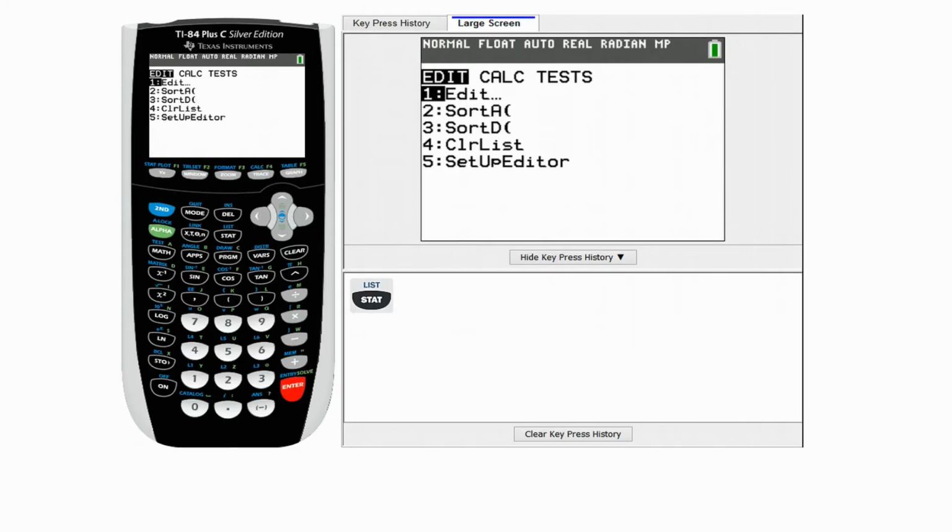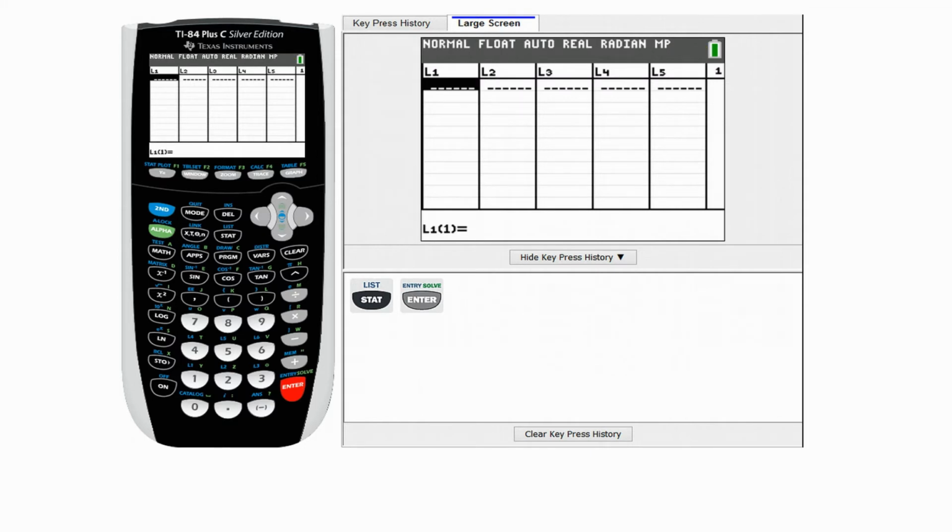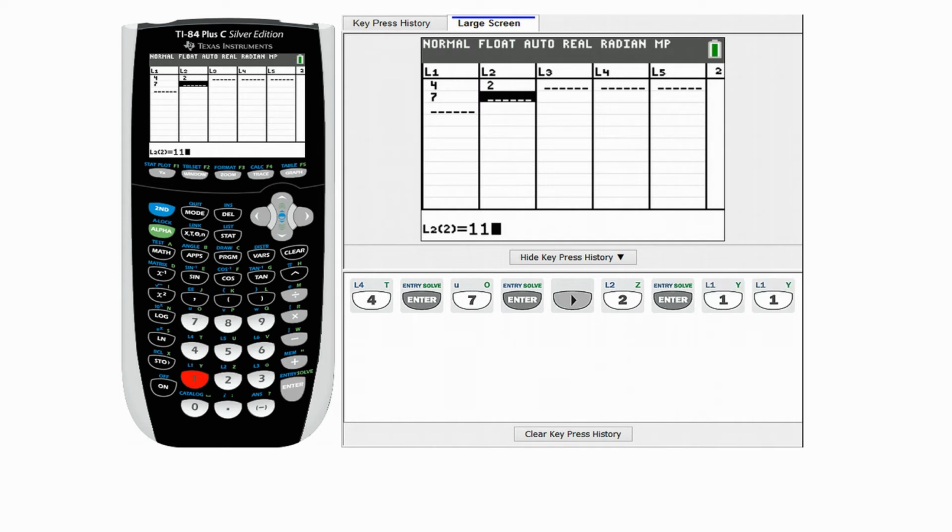So we want to graph our 2 points, (4, 2) and (7, 11), and then graph our line on the same coordinate plane. First thing we need to do is go to Stat, and we want Edit, press Enter, and we want to type in our 2 points. Under L1, we're going to put our x values, and L2, we're going to put our y values. So in L1, we want to type 4, Enter, then 7, Enter. Right arrow to get to L2. Then we want to type in 2, Enter, then 11, Enter.